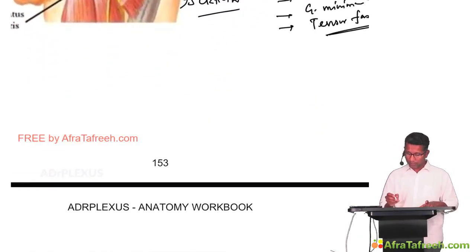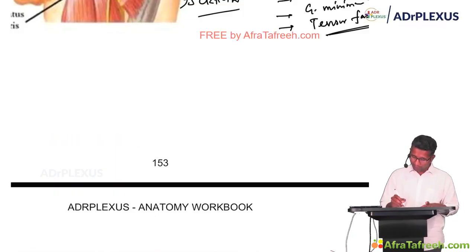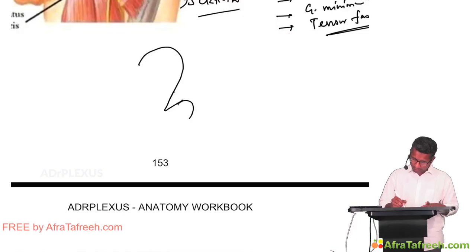For that I am going to draw a simple diagram again, and that will help you to identify this area and understand this area easily. So this is again the greater sciatic notch, this is the ischial spine, and this is the lesser sciatic notch. So this is the ischium bone.